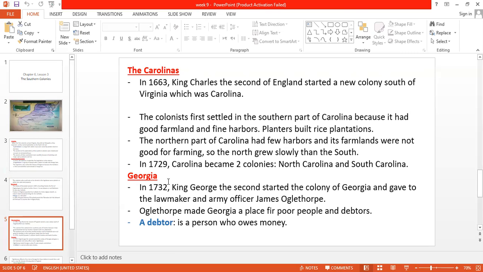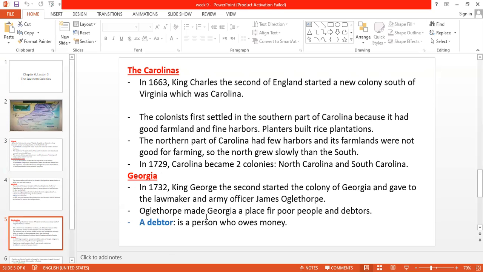The last state we have today, Georgia. Okay, how did they establish Georgia? In 1732, King George, okay, so it was called Georgia related to King George. King George II started the colony of Georgia and gave this land to the lawmaker and army officer called James Oglethorpe. James Oglethorpe, guys, was a kind officer.